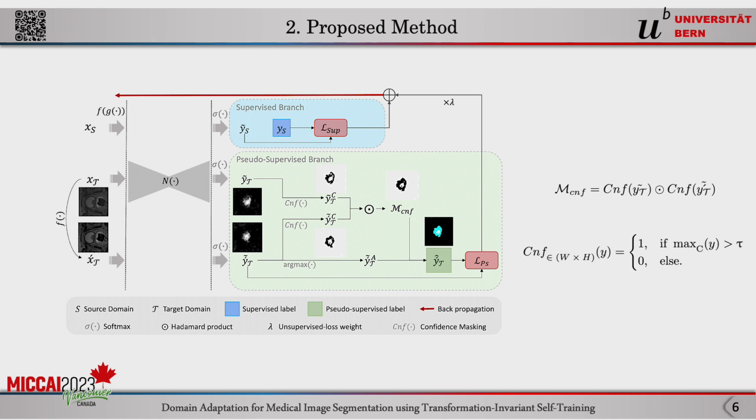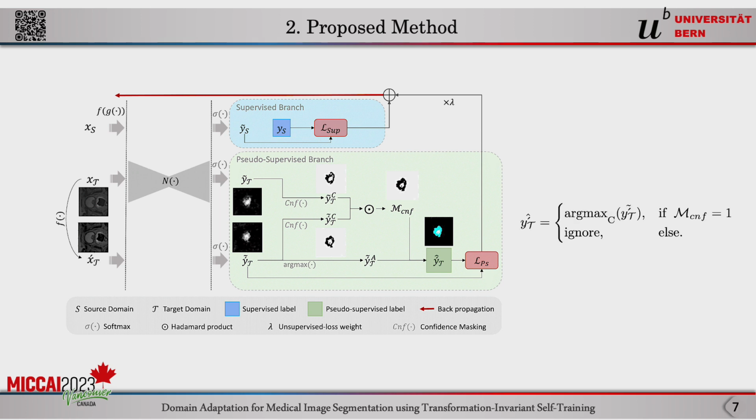We then define a confidence mask ensemble as the element-wise multiplication of highly confident predictions from the original and the augmented target images. Indeed, the confidence mask ensemble encodes regions of confident predictions that are invariant to transformations. This mask is utilized to filter out unconfident predictions from the pseudo-ground truth mask. The training loss combines supervised and pseudo-supervised losses with a gradual increase in the weight of pseudo-supervised loss to reinforce training on transformation-invariant highly confident predictions.